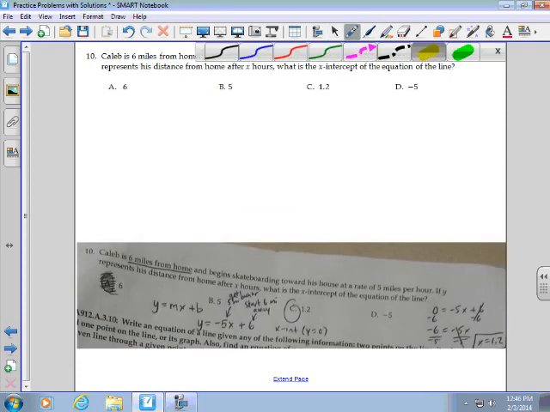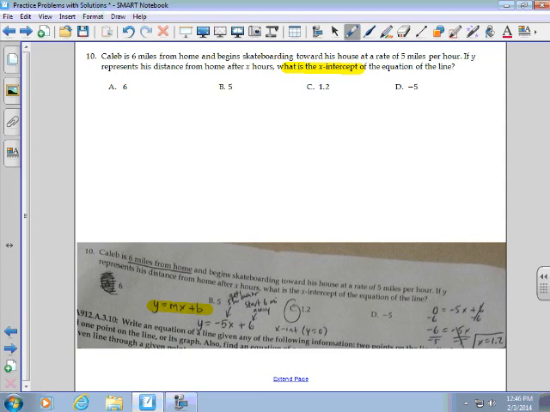Alright, this particular problem, again, you read the end of the problem. It says, what is the x-intercept of the equation of the line? The difficulty with this one is they don't actually give you an equation. So the first thing you need to do is we know it's going to be a linear relationship, so you write down y equals mx plus b. So in order to find an equation, you need the slope and the y-intercept. Now the y-intercept represents the starting point.